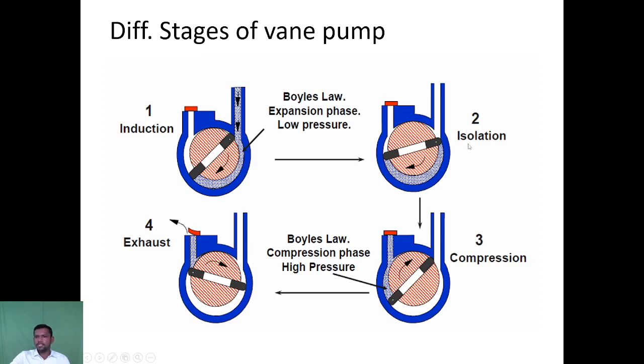The second one is isolation. Here the gas molecules that enter into the chamber get compressed, that is isolated. The third stage is compression using the vane pumping element, and in the fourth step it enters the exhaust. So this is the overall view of the different stages and working of the rotary vane pump. Here we have adopted Boyle's law.